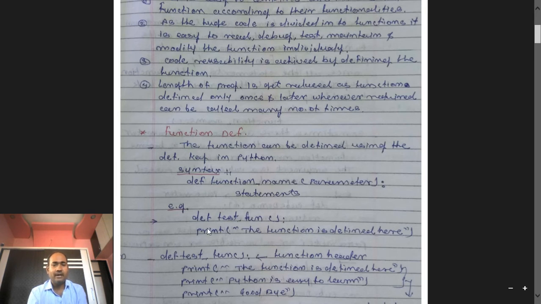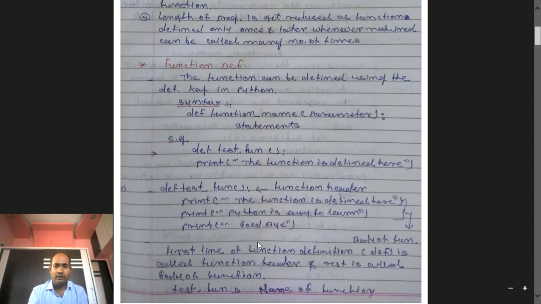For example, def test_function is the name, then there are parentheses and a colon. Here we need to give the indentation, and then print that the function is defined here. So to define a function in a Python program, we use the keyword def, and every function has its name. We need to provide the name to the function. After that there is a parameter, and after the parameter we provide the colon, and after the colon we provide the indentation, and then you write the code for doing the particular functionality in that function. So this is how to define functions.